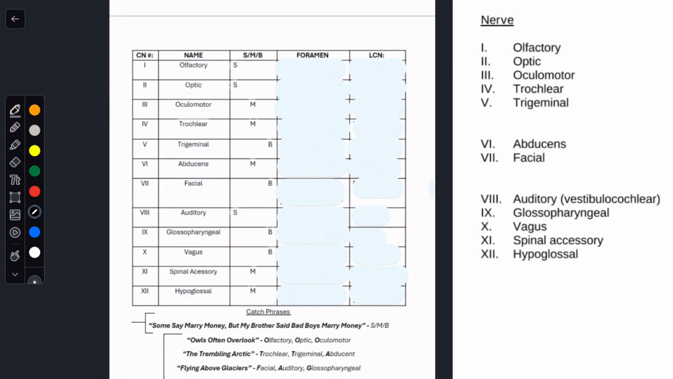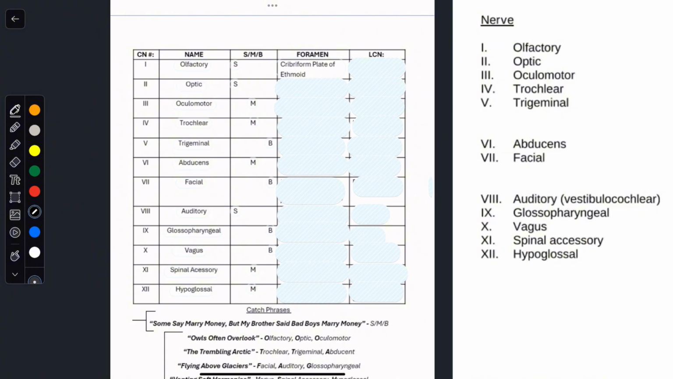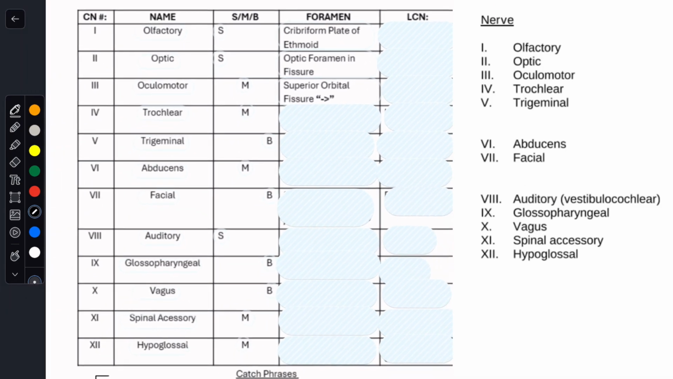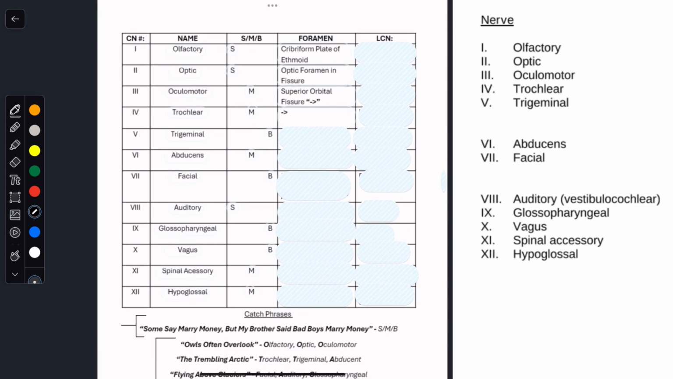We also have to know the foramen of the nerve. This takes us back all the way to Unit 1. Foramen means hole. It can be a hole anywhere from the bones to whatever. Anyways, olfactory passes through the cribriform plate of ethmoid. For optic, it's optic foramen and fissure. For oculomotor, it's superior orbital fissure. And notice the sign that I typed right there. That's just me saying superior orbital fissure without having to write it, because I am lazy. For trochlear, it's also superior orbital fissure.